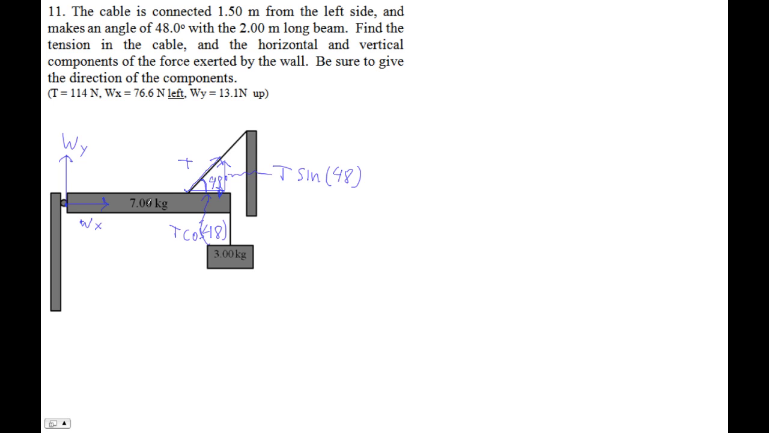Then the force of gravity on the beam acts at the center of mass of the beam. So 7g, and the beam is 2 meters long, so that's at 1 meter from the left side. The cable is connected at 1.5 meters. And then this guy is at 2 meters from the left side, so we've got a force of 3g at 2.0 meters from the left side.